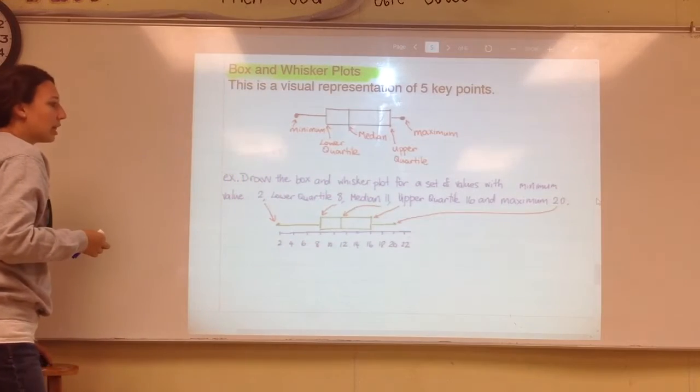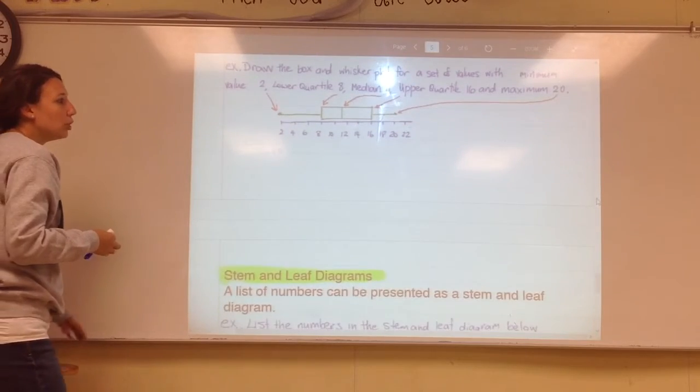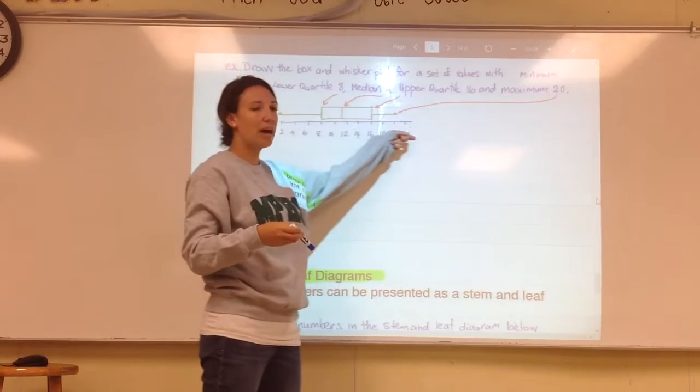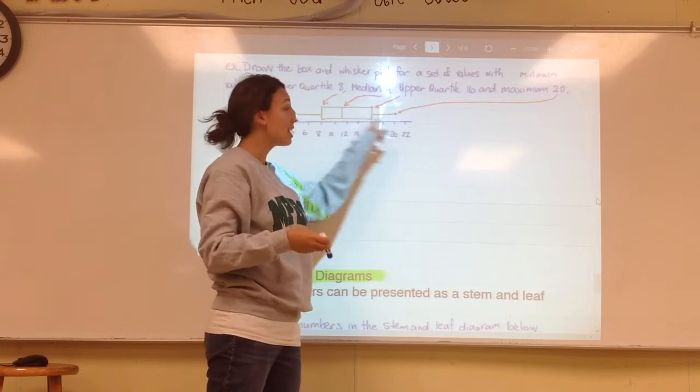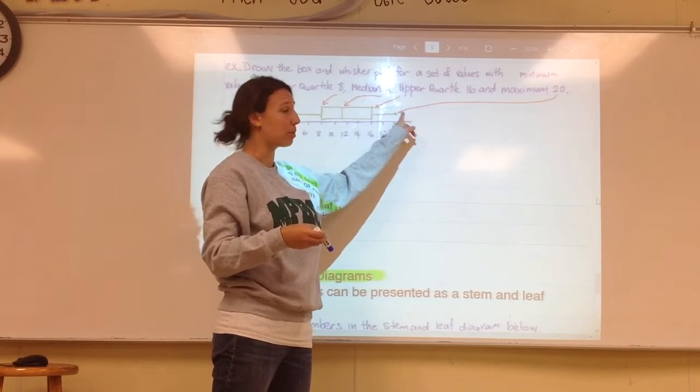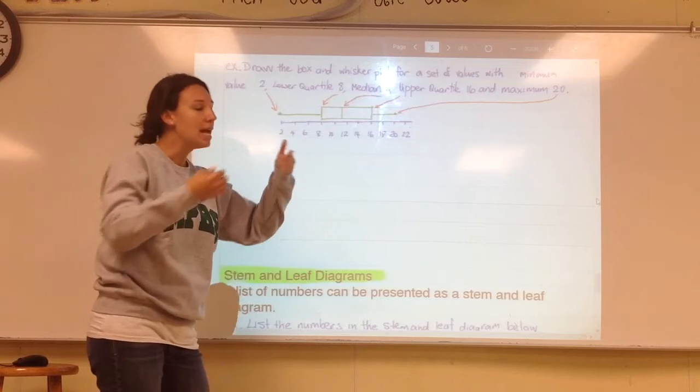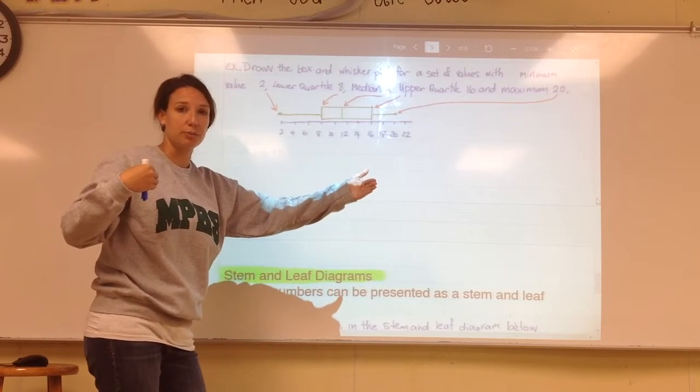I want to point out that when you draw it, it has to have a number line underneath it. You want to draw this first, then plot your box and whisker plot. Otherwise they all look the same and I can't tell my spread of the distribution.